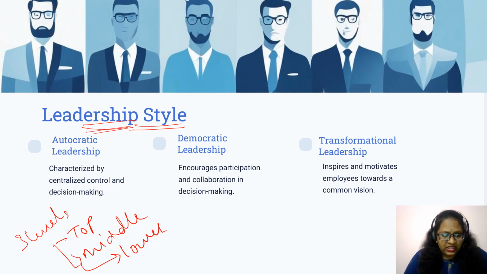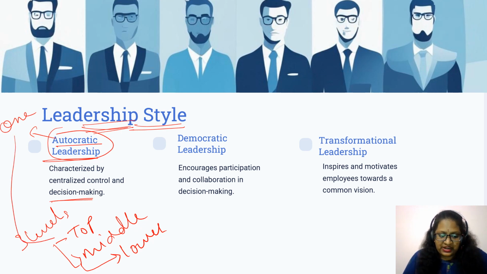Let's look at them. One is autocratic leadership, categorized by centralized control and decision making. In this kind of leadership, one decision is made and it is implemented on all three levels, and it has to be followed by everyone. This is the autocratic leadership style.